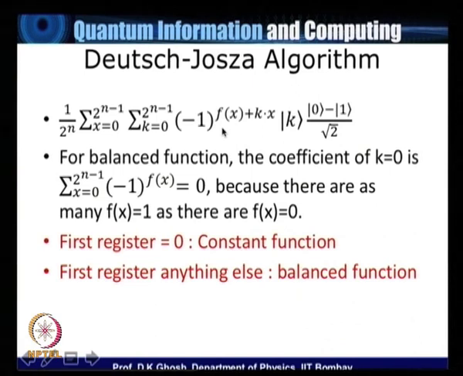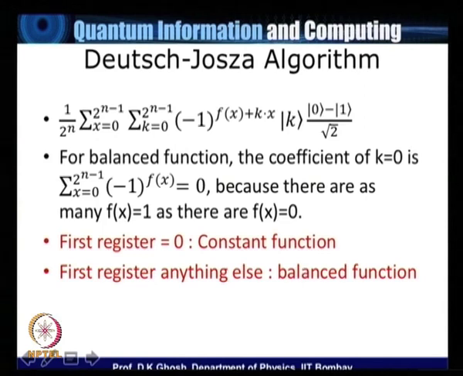Now obviously, since the function is balanced, there are as many f(x) equal to 1 terms as there are f(x) equal to 0 terms. So therefore, this sum over x, notice that there is no x elsewhere, the k dot x term has gone away. So that would be equal to 0.